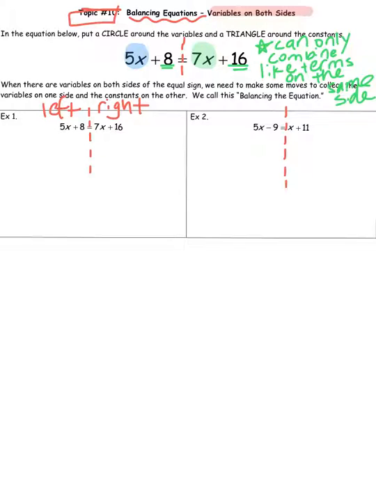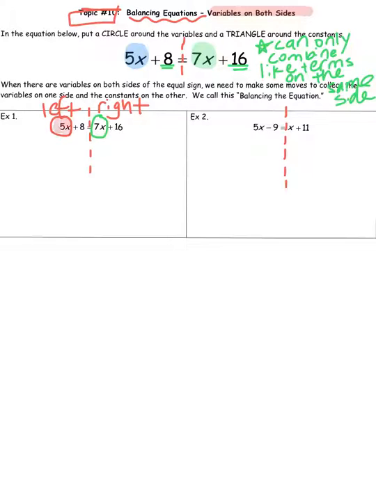So again, I want you to pay attention that there is a 5x on the left, and there is a 7x on the right, and we can't just combine those. We have to first get them to one side. So I can either choose to get them to the left side or to the right side. And actually, one thing that my colleague always says, and this is bad advice in real life, but good advice in math, he says always pick on the little guy.